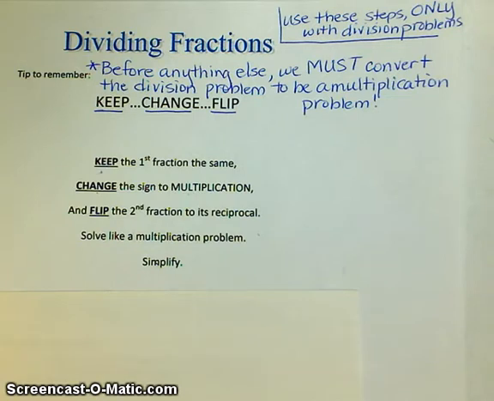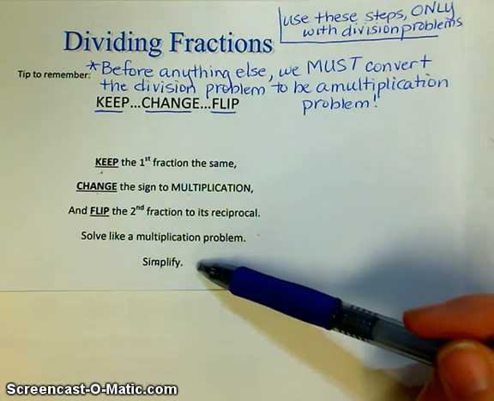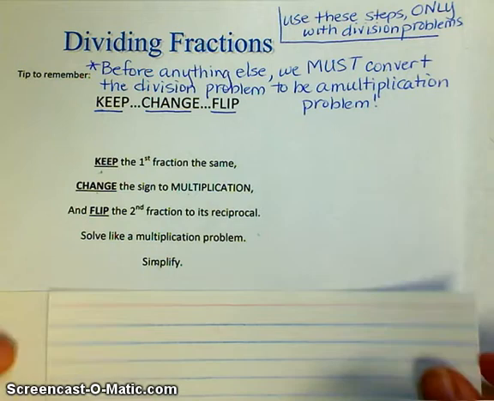Once you do those three things, keep, change, flip, you have now created a brand new problem. It's no longer a division problem. It's a multiplication problem. And so you solve it using the two different methods that we've learned before. And then the last thing you have to do is this scary word, simplify. I know y'all don't like it, but you've learned now how to reduce fractions to their simplest terms, and I always want you to do that. Okay, so enough talking. Let's put this to practice.